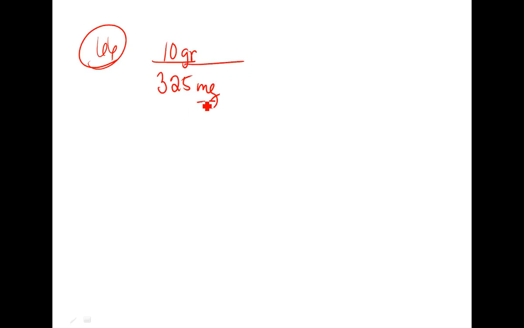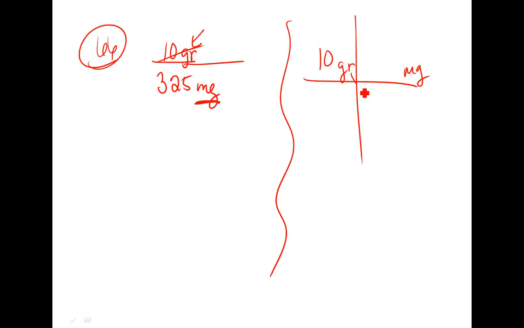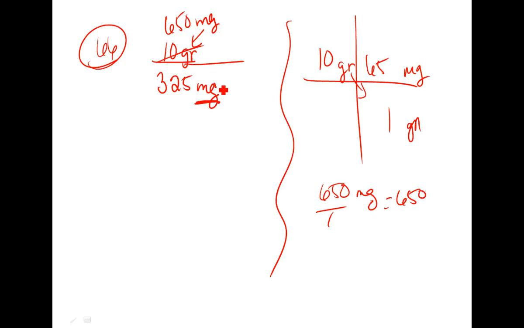Because you have the milligrams in stock, you need to convert this. So in my conversion area here, if you have 10 grains and you want to make it into milligrams, grains go with grains. So 1 grain is equal to 65 milligrams. 65 times 10 would be 650 milligrams divided by 1. So this would be 650 milligrams. Now you have them the same. Now that you've converted, 650 divided by 325 would give you 2 tablets. So for that medication order of 10 grains, you would need to dispense 2 tablets.